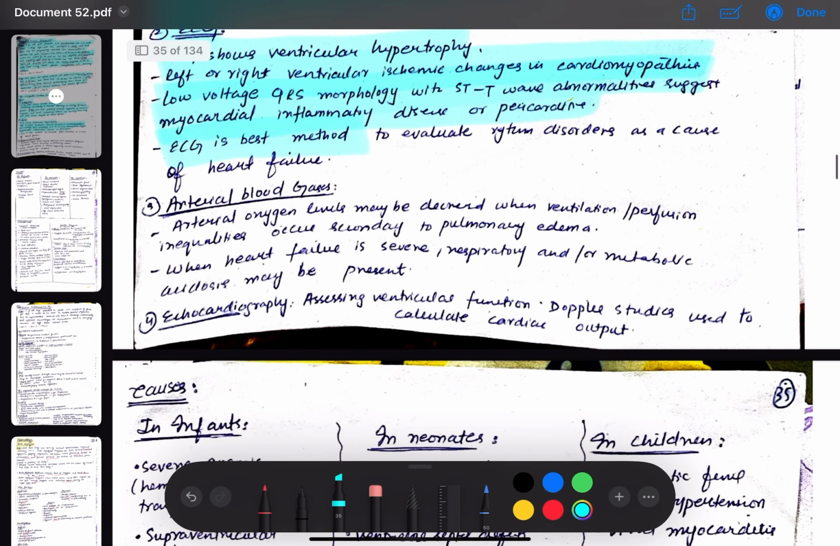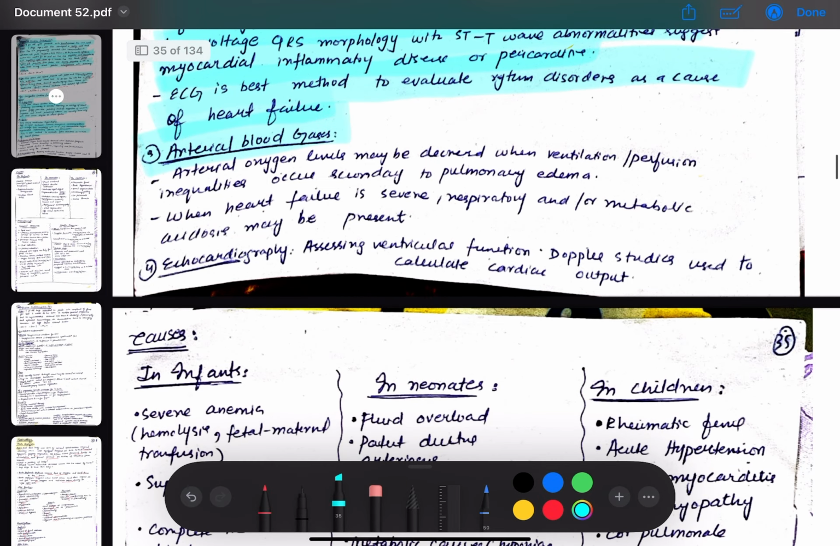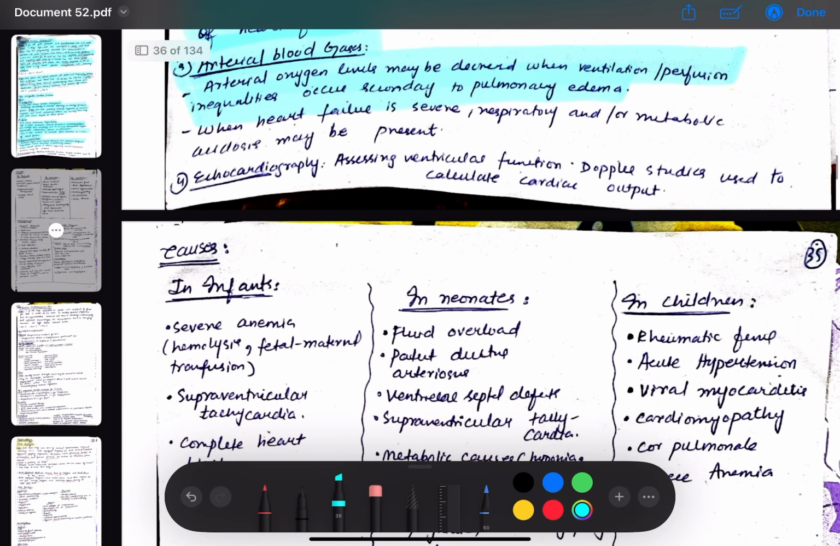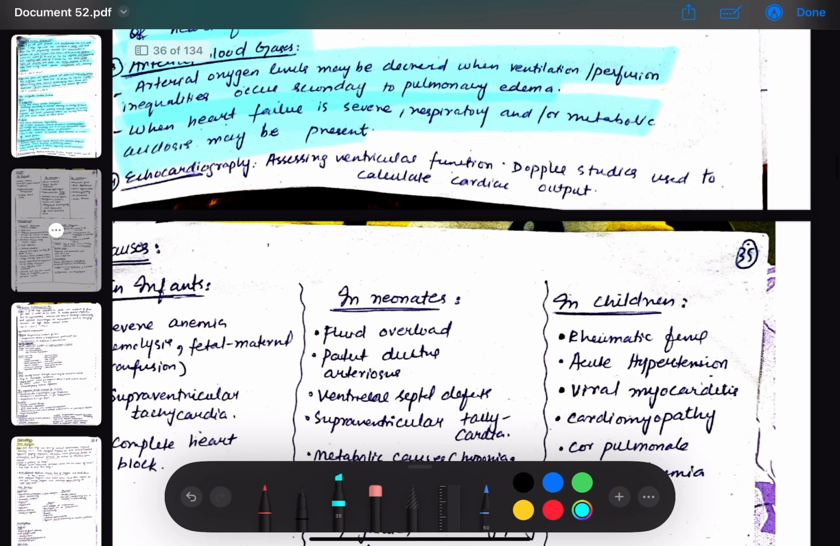ECG is the best method to evaluate rhythm disorders as a cause of heart failure. Arterial blood gases: arterial oxygen levels may be decreased when ventilation perfusion inequalities occur secondary to pulmonary edema. When heart failure is severe, respiratory or metabolic acidosis may be present. On echocardiography, we assess ventricular function, and Doppler studies are used to calculate the cardiac output.